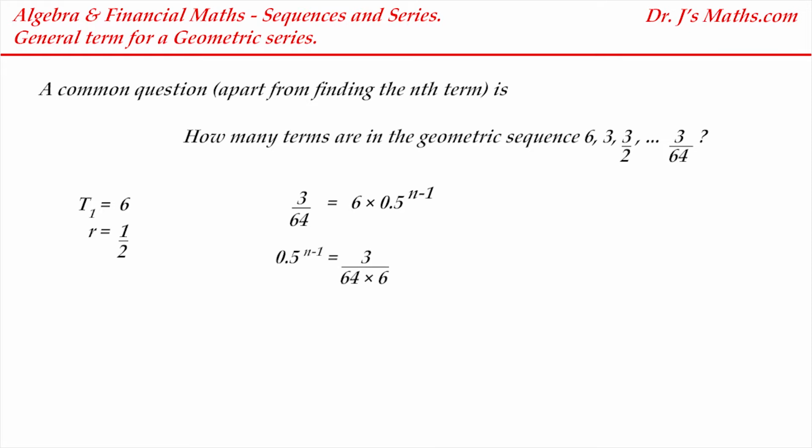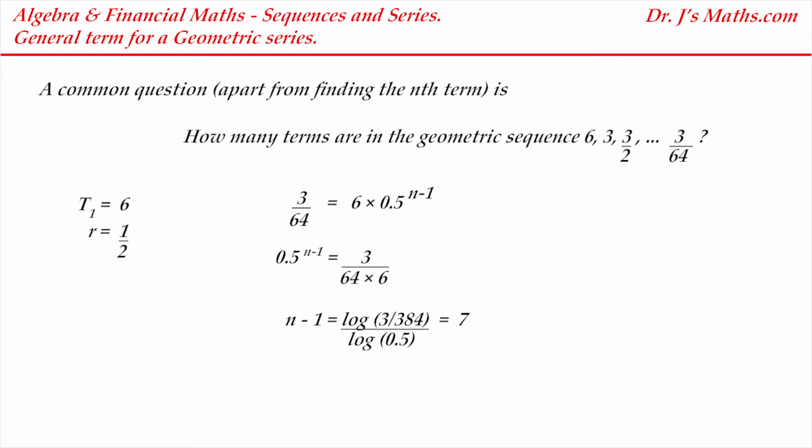So now divide both sides by 6. We have 0.5 to the n minus 1 equals 3 divided by 64 times 8, which turns out to be 384. We then change from our exponential form to our log form, and also use the opportunity to change the base. So we have n minus 1, which drops down from the index, equals the logarithm of what was previously the right-hand side, logarithm of 3 over 384, divided by the logarithm of 0.5.